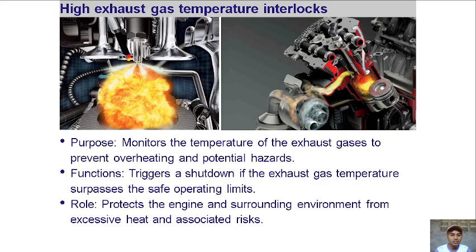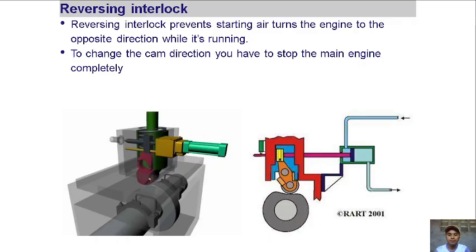Next, we have the high exhaust gas temperature interlock. If the limit is exceeded, there will be a shutdown for the engine. The purpose: it monitors the temperature of the exhaust gases to prevent overheating and potential hazards. Functions: it triggers the shutdown if the exhaust gas temperature surpasses the safe operating limits. We have an alarm, and we also have a shutdown. It protects the engine and surrounding environment from excessive heat and associated risks.